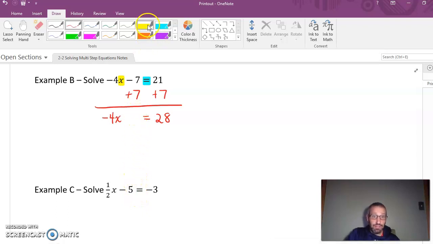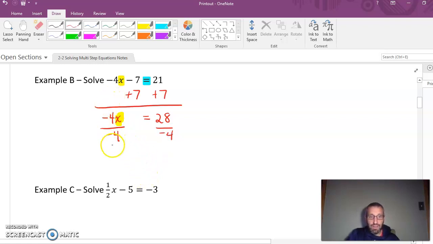And now we're closer. This x is still over here. I'm still focusing in on this x, but it's not by itself quite yet. Now, let's determine what inverse operation we've got to do next. Negative 4 is right up next to x. That means multiplication. So our inverse, or the opposite of that multiplication, now is going to be division. And I want to divide by that negative 4.